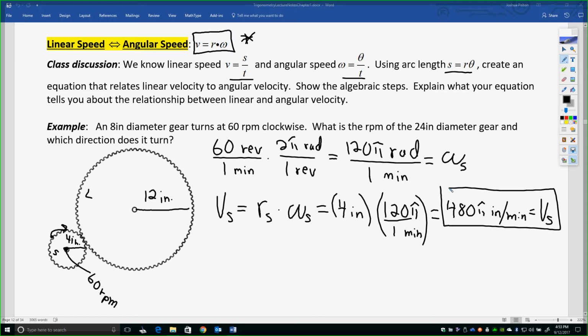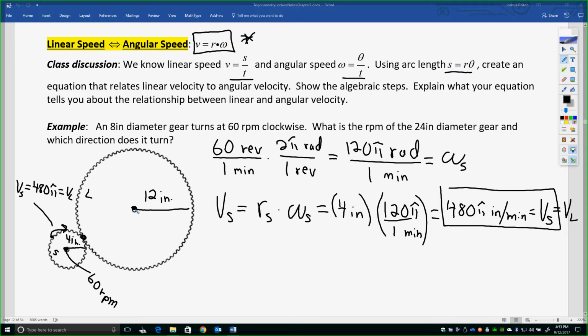So that velocity right there is the 480 pi. However, these are connected. One can't spin faster than the other, so they have to be moving at the same speed. In fact, these are both the same, the large and the small. They're the same velocity, so we can put the old VL on there also.